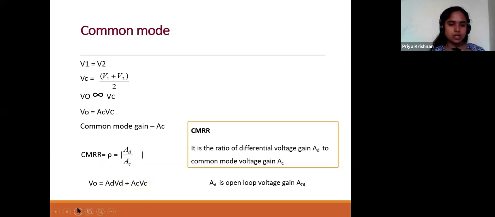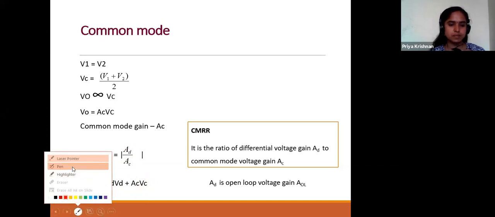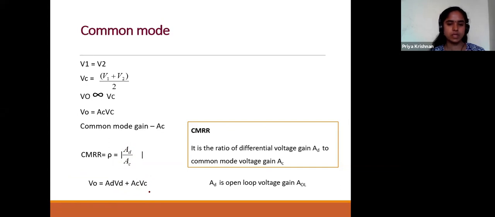We can omit the AC part. So now V out will be equal to AD into VD. AD is the open loop gain.